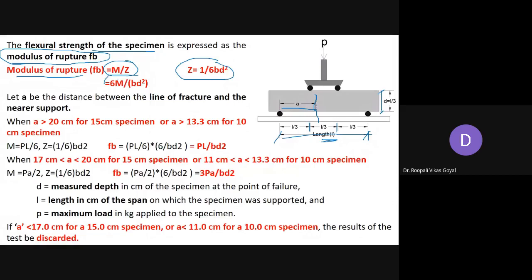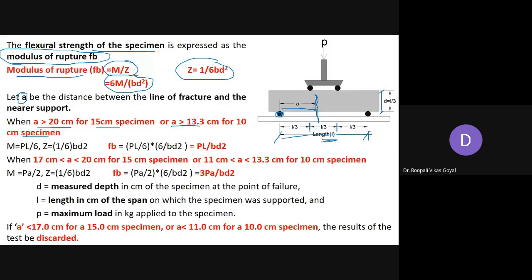Now depending upon your fracture के जो भी क्रैक हुआ है कहाँ पे डेवलप हुआ है, accordingly you have to find out your flexural strength. So if this A distance, the distance of your particular crack from your nearest support of your roller, वहाँ से आपको मेजर करना है, ठीक है. If this A distance is greater than 20 centimeter for 15 centimeter specimen, or it is greater than 13.3 for 10 centimeter specimen, जो आपका L by 3 portion है वो आपका कितना आया 20, ठीक है, L by 3, because this center to center distance is 60 centimeter.